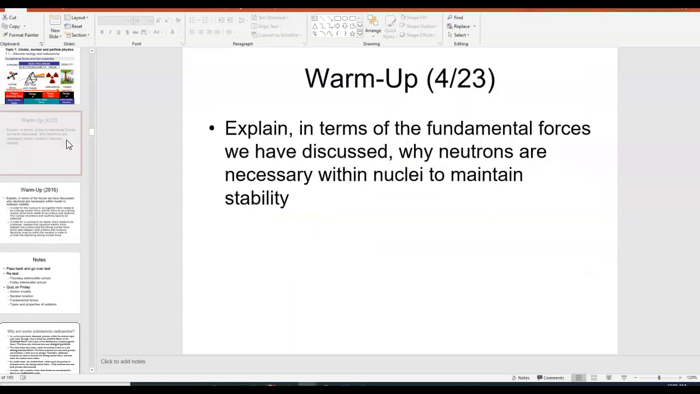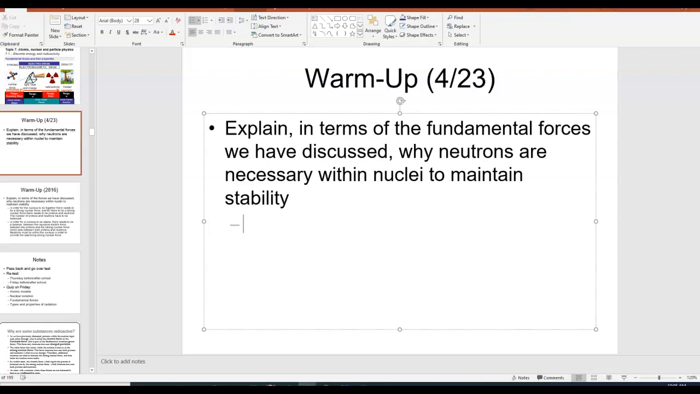We will talk about one more question, and then in the next video we'll talk about what it means if it's stable versus unstable. So here's a question. It says, explain in terms of the fundamental forces we have discussed why neutrons are necessary within nuclei to maintain stability. So pause it here and see if you can answer this question. Definitely look back over your notes and the PowerPoint slides if you need to. Try to answer this question in complete sentences.